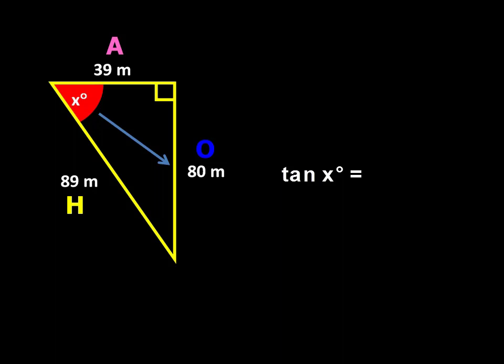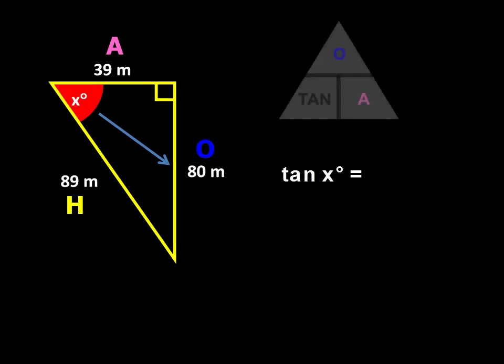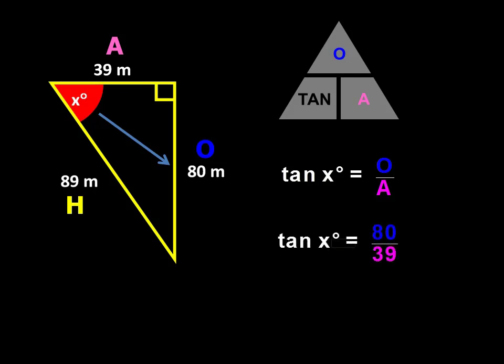We must remember the triangle for tan. Here it is. Tan x is equal to opposite over adjacent. We now replace opposite and adjacent with the numbers in the diagram, and we get the answer tan x is equal to 80 over 39.